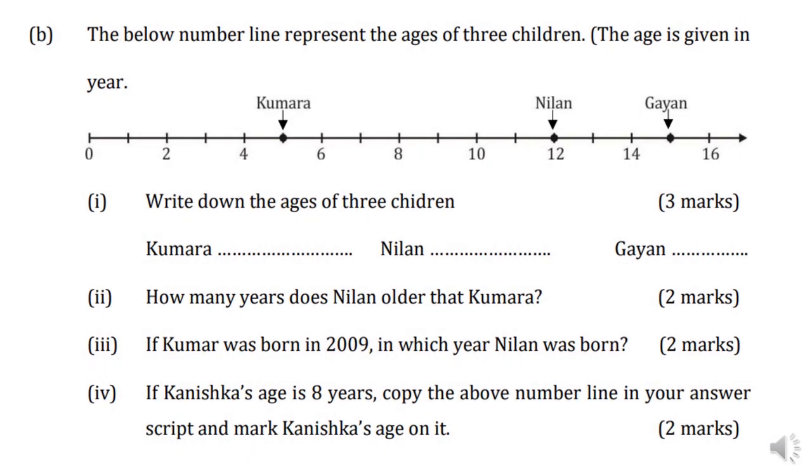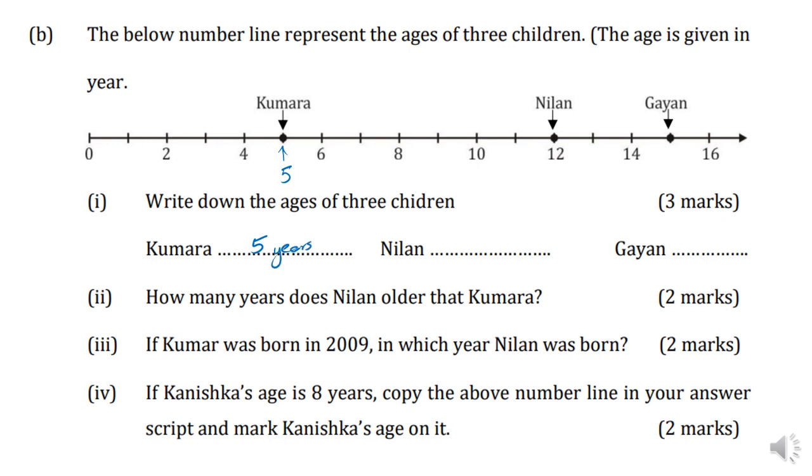The number line below represents the ages of 3 children. The age is given in years, right? So Kumar, Nalin, Gayan. Write down the ages of the 3 children. Kumar, this is going to be 5, right? Age 5 years.